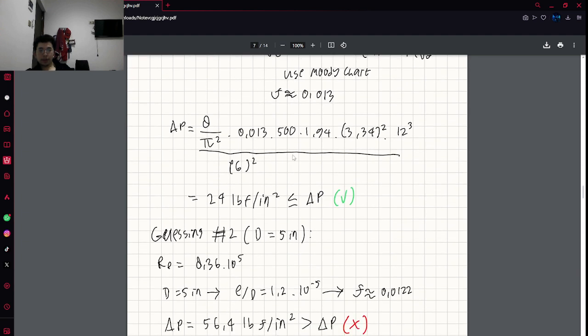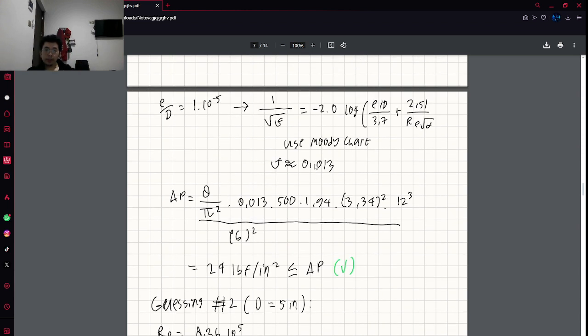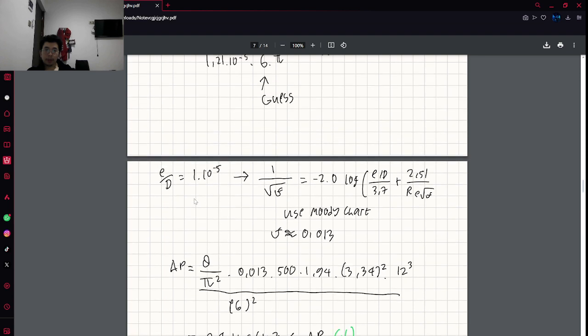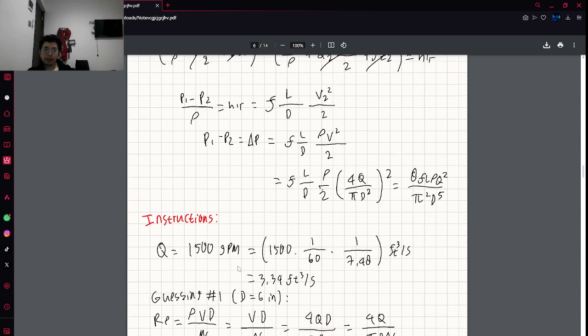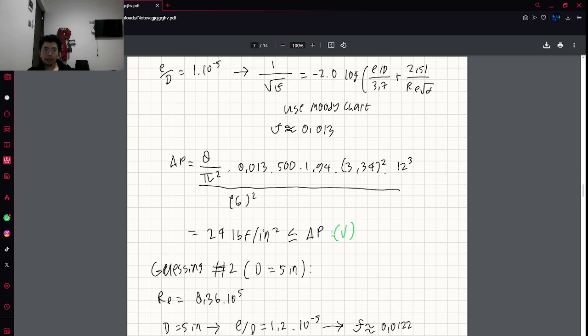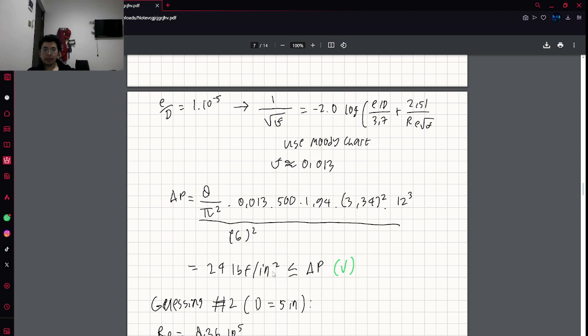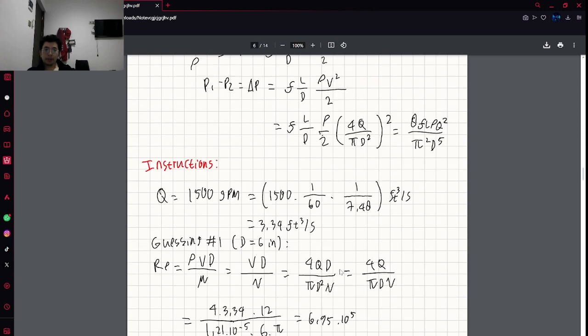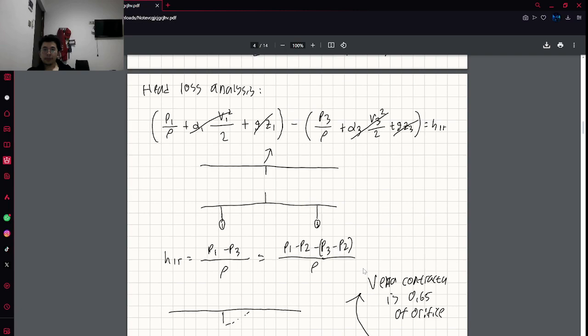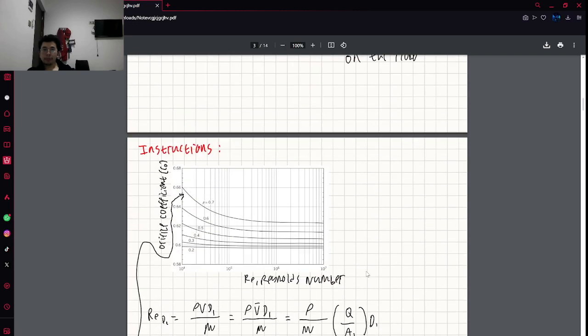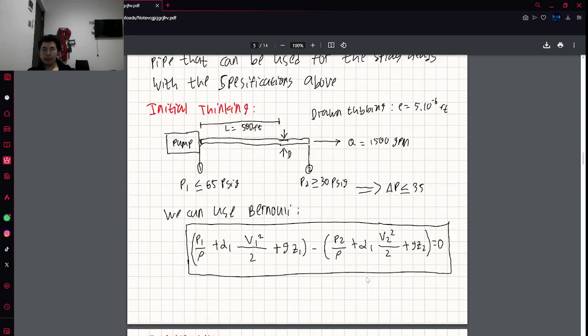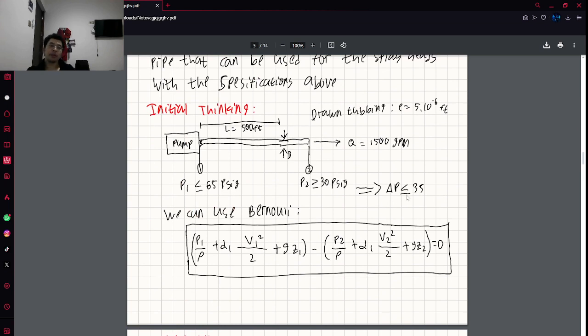And then we got the F equals to this, and then we can determine it from the pressure analysis equation, which is this part right here, equals to this. So if we analyze it real quick from this part, the difference in pressure should be lower than or equal to 35.